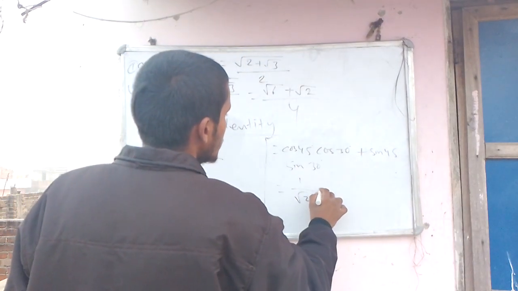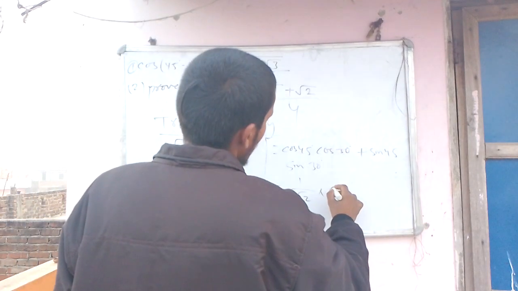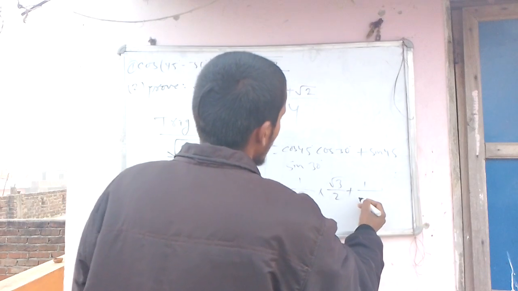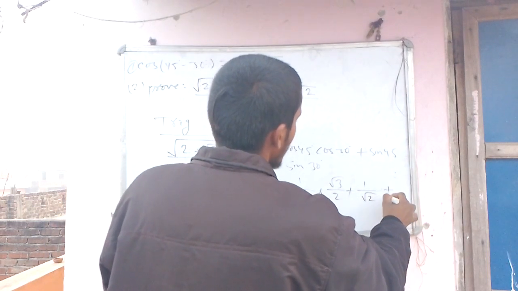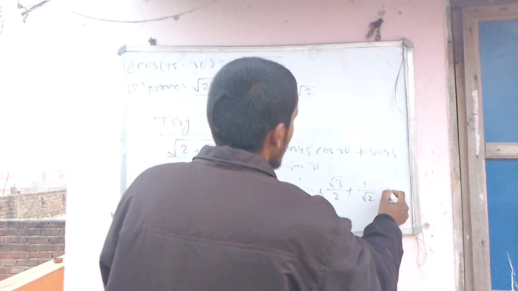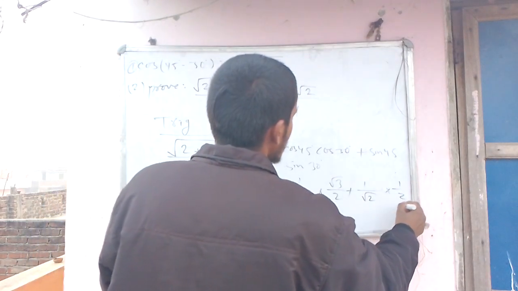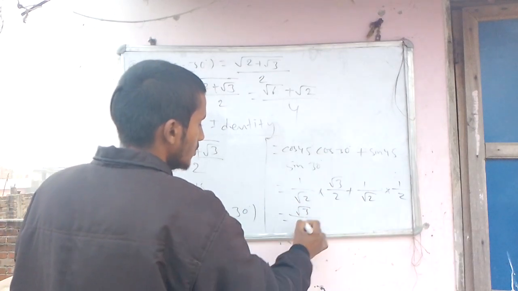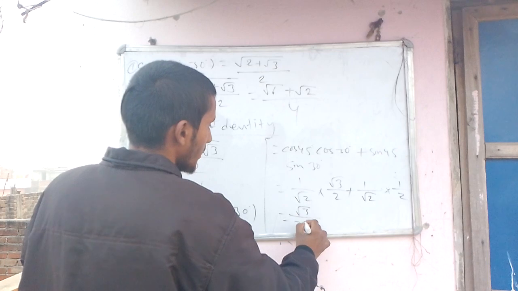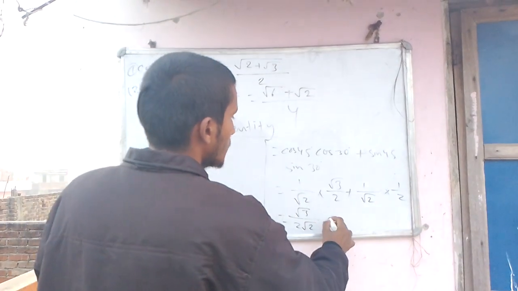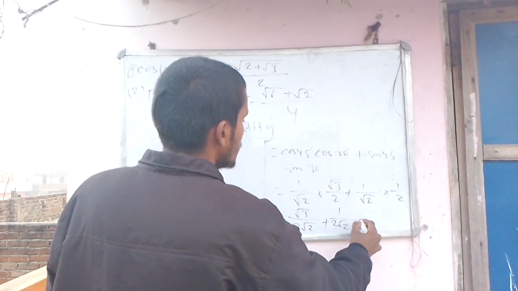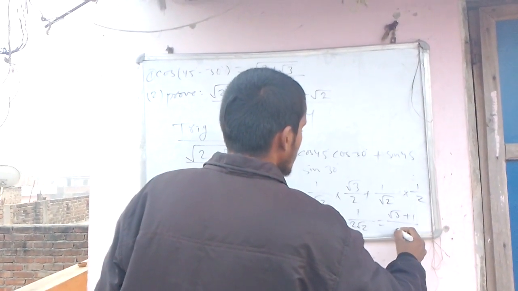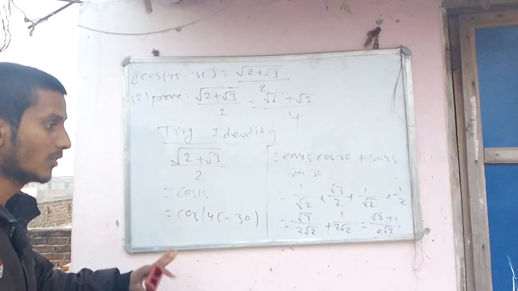Cosine 45 will be this, cosine 30 will be root 3 over 2, sine 45 is going to be 1 over square root of 2. I'm sorry, not plus, this is a product. Sine 30 is just half. So solving this a little more will get you square root of 3 divided by 2 root 2 plus 1 over 2 root 2. If you do this, this will be square root of 3 plus 1 divided by 2 root 2.